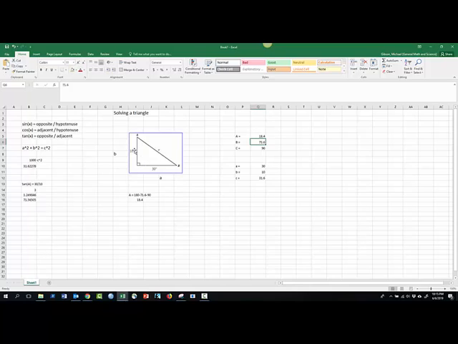A couple other things I want to tell you. Because we had the tangent from A, I used arctan, the ATAN command. If we'd had the sine and needed to do the reverse, there's an ASIN command. And if you had the cosine and needed to do the reverse, there's an ACOS command.